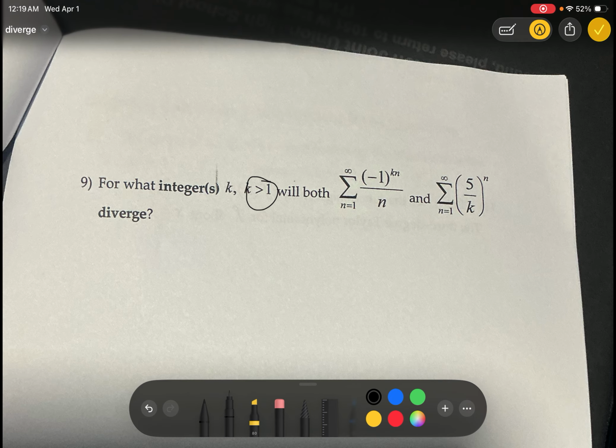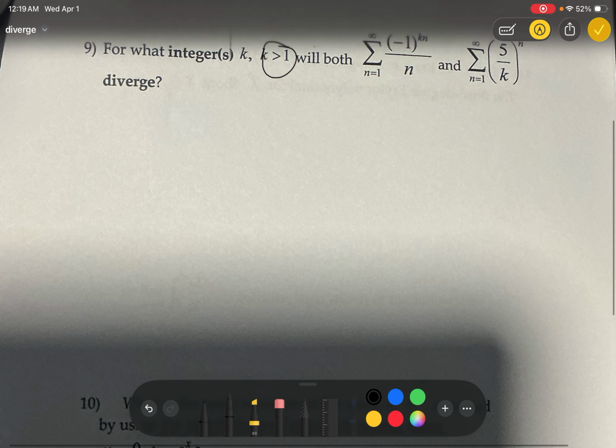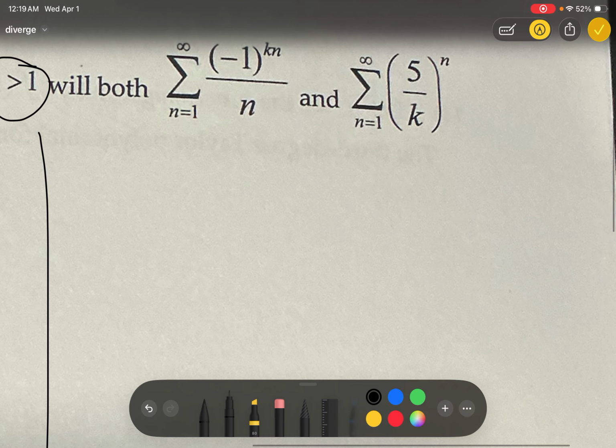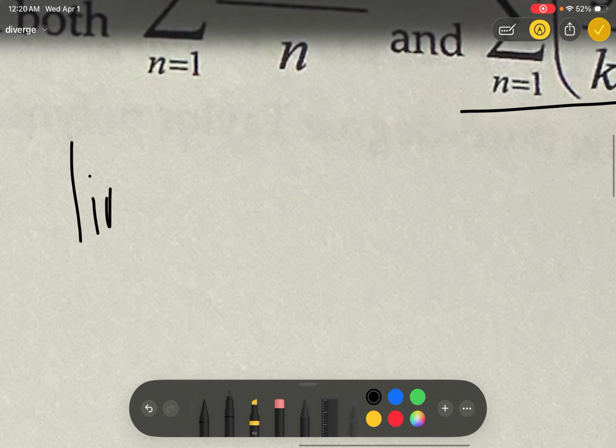And looking at these series, which one would be easier to solve for when it's going to diverge? It's going to be this one. The switcher alternating series test sounds a little bit complicated for this problem here. So we're going to use the second series first. We're going to find the divergence, so we're going to use the ratio test for this.